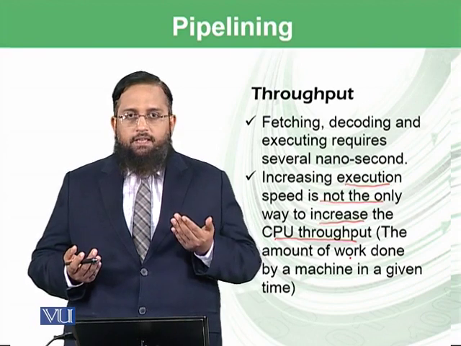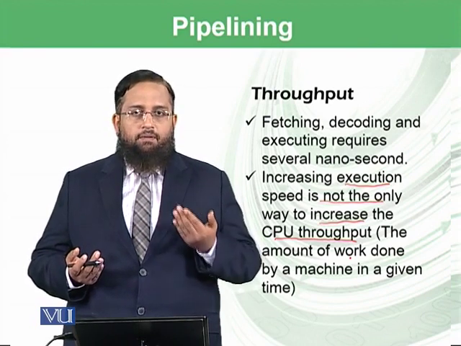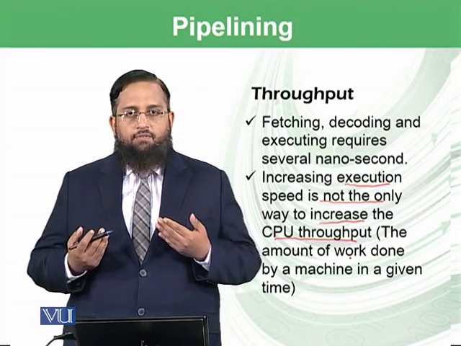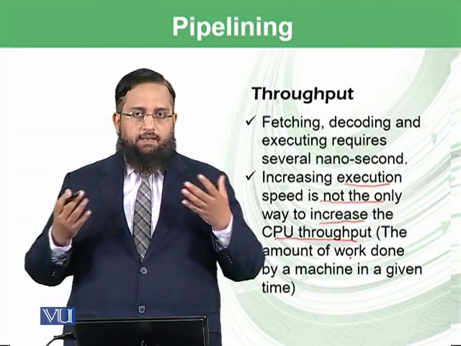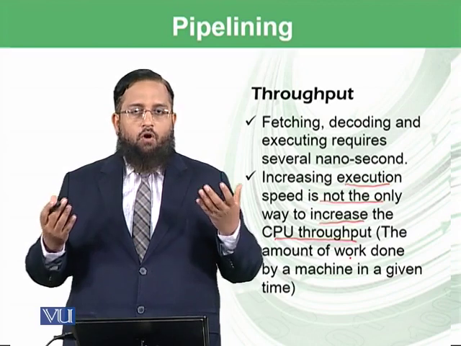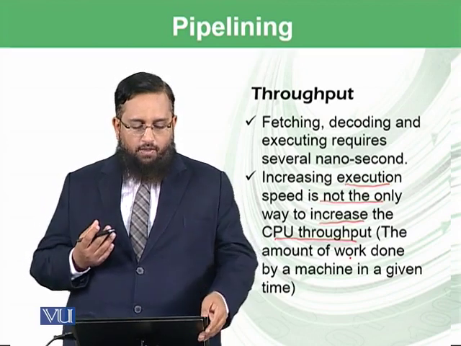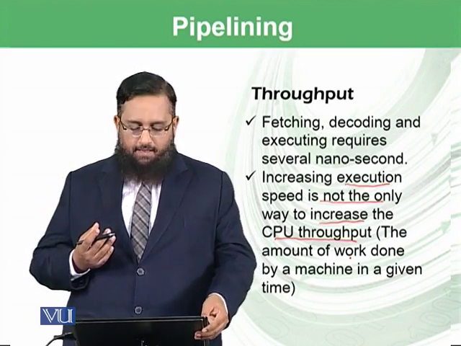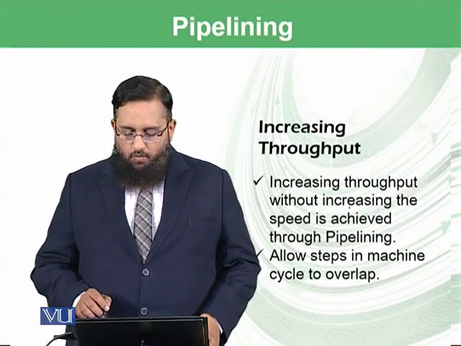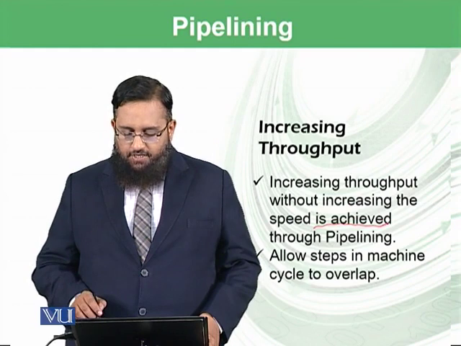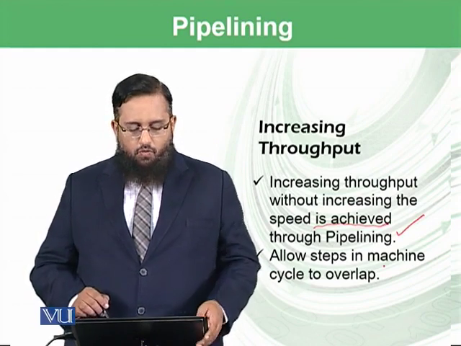So the next thing is making the procedure in such a way that it can help us actually expand the speed and throughput of the overall system. So let's see how we do it using pipelining. Increasing throughput without increasing the speed is achieved through pipelining. It allows steps in the machine cycle to overlap.